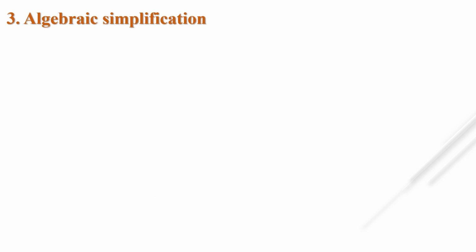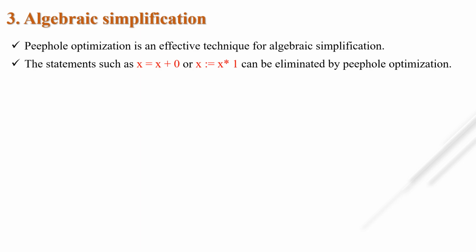The third characteristic is algebraic simplification. So Peephole optimization is an effective technique for the algebraic simplification. The statements such as x equal to x plus 0 or x equal to x into 1 can be eliminated by Peephole optimization because the value of x is not going to change here. So this type of statement can be eliminated in Peephole optimization.